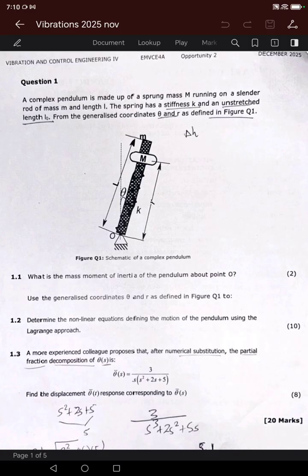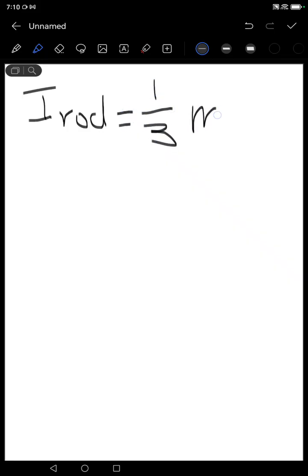Okay, so what we're going to do here is check what is there on the pivot point. So at point O, we have a slender rod pivoted around one end. It's at one end, okay, and then the moment of inertia of this slender rod is going to be 1/3 ml squared.